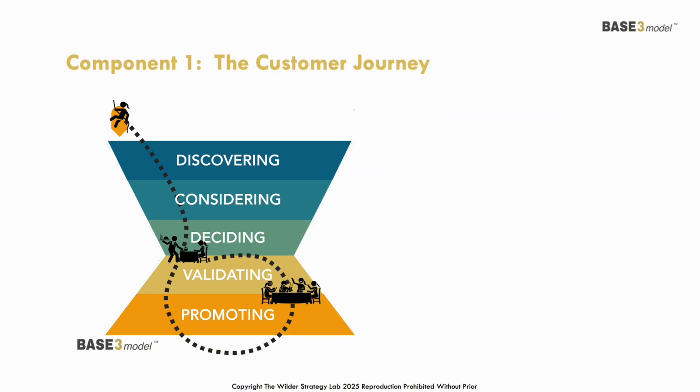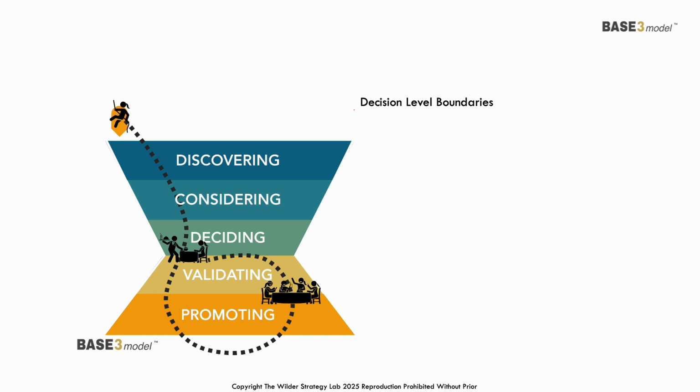Component number 1, the customer journey. The customer journey is divided into 5 levels with very specific boundaries. These boundaries allow for measurement along the journey. At the discovering level, the customer is just finding out that they have a problem or a desire. They do not know you exist. There are 0 data points connecting them to you. Your task then is to get found by them.